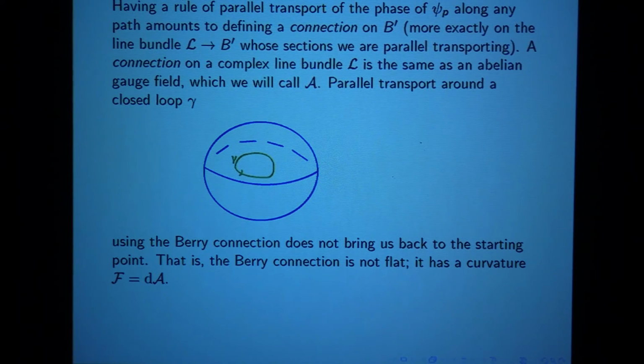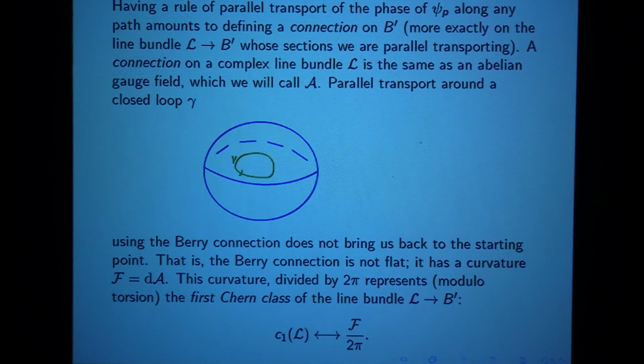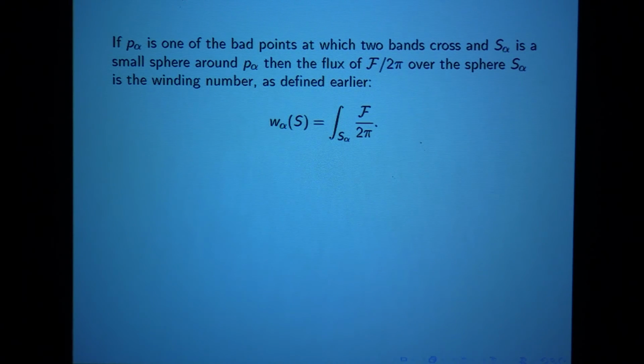So I call the Berry curvature curly F because straight F will be the electromagnetic field strength. So curly F equals dA is the curvature of the Berry connection. If we divide this curvature by 2 pi, we get the first Chern class of the line bundle of negative eigenstates of the Hamiltonian. Now, if P alpha is one of the bad points at which two bands cross, and S alpha is a small sphere around P alpha, then the flux of F over 2 pi is the winding number as defined earlier. Well, why is this true?